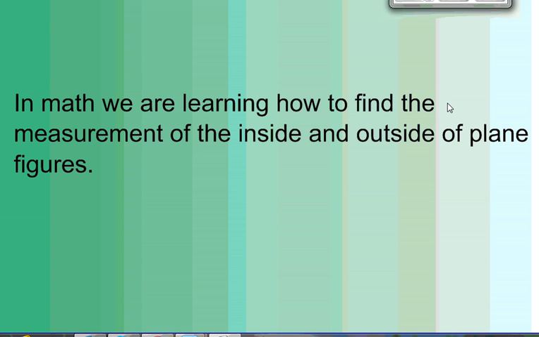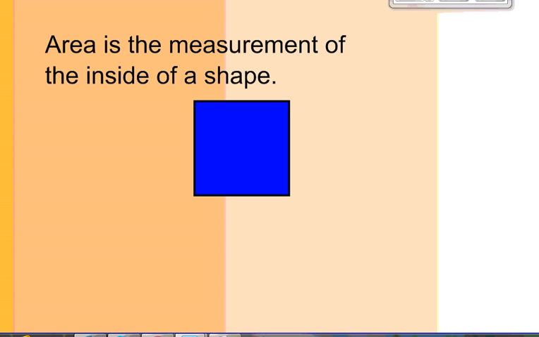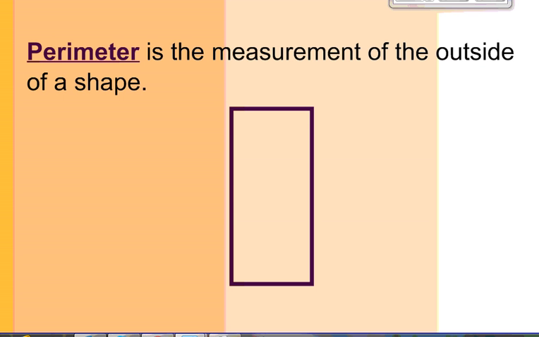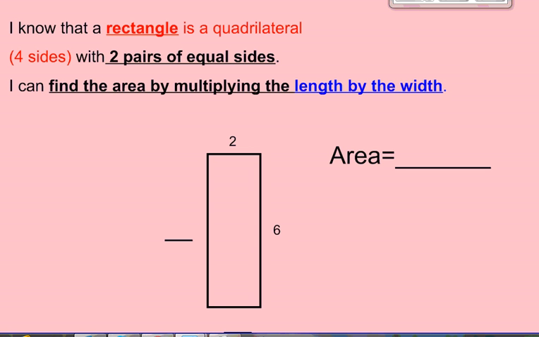In math, we are learning how to find the measurement of the inside and outside of plane figures. We learned that the area is the measurement of the inside of a shape. We also learned that perimeter is the measurement of the outside of a shape. We are using what we know about rectangles to help us find perimeter and area.